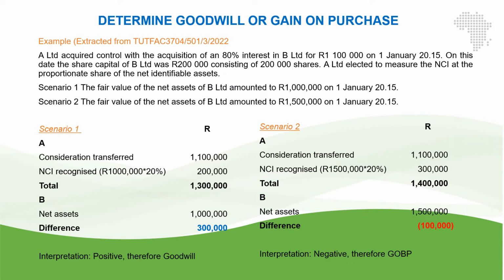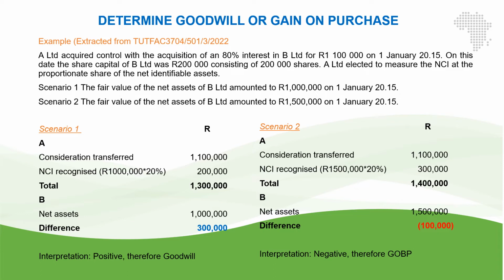Let's look at the example. A Limited acquired control with the acquisition of 80% interest in B for 1.9 million on the 1st January 2015. On this date, the share capital of B was 200,000, which consists of 200,000 shares. Then A Limited elected to measure the NCI at the proportionate share of net identifiable assets.